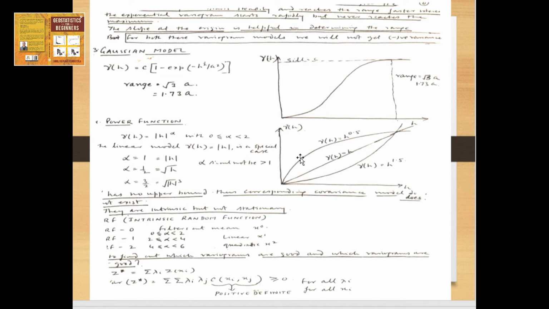Now, how can we know which variogram is good and which is not? In this function, the variance of Z star is the sum over i and j of lambda i lambda j C(xi, xj). C(xi, xj) is positive definite when this sum is greater than or equal to 0 for all lambda i. This condition should be satisfied, then the variogram is good.